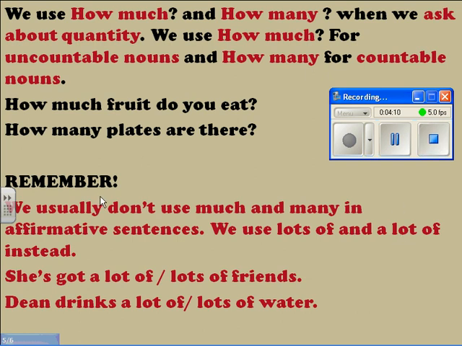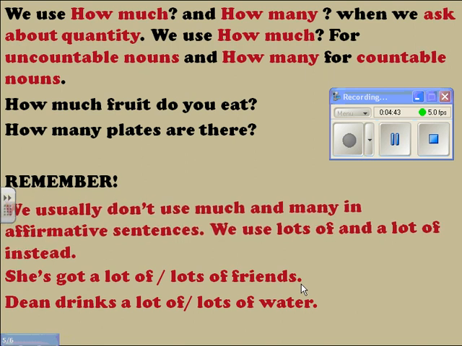So if you want to use affirmative sentences, you have to use lots of and a lot of, because we said that much and many, we use them in negative sentences and questions. Okay, for example, she has got a lot of or lots of friends. Here it's an affirmative sentence, so we use a lot of or lots of. Dean drinks a lot of or lots of water. Here the sentence is in the affirmative, so we use a lot of or lots of water.